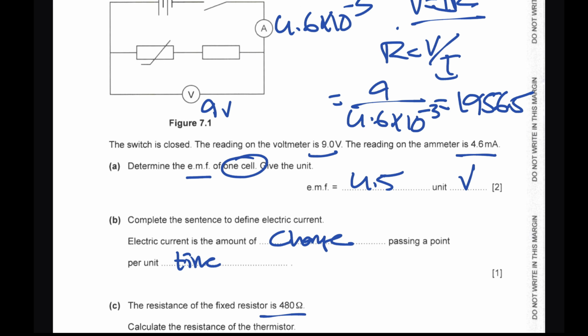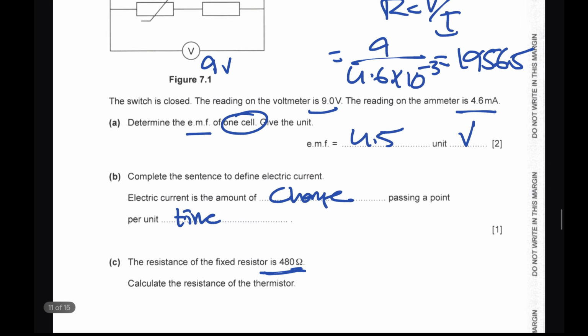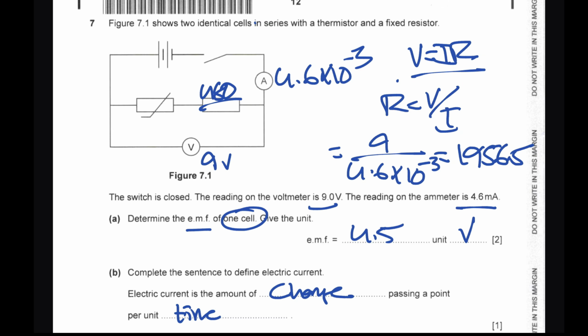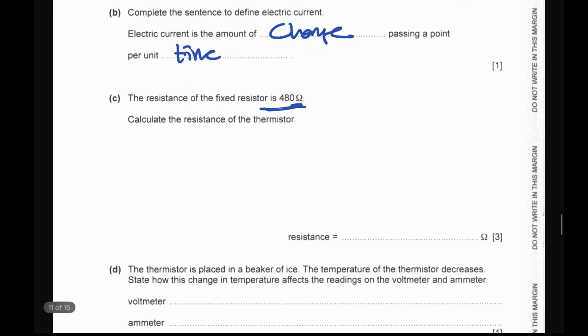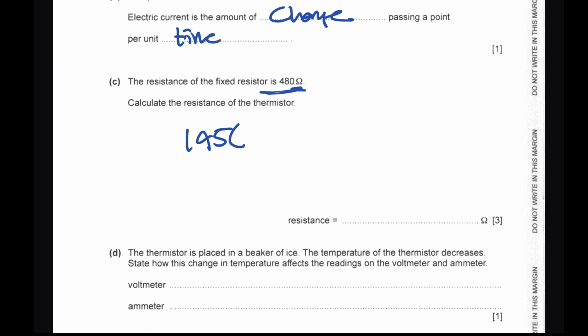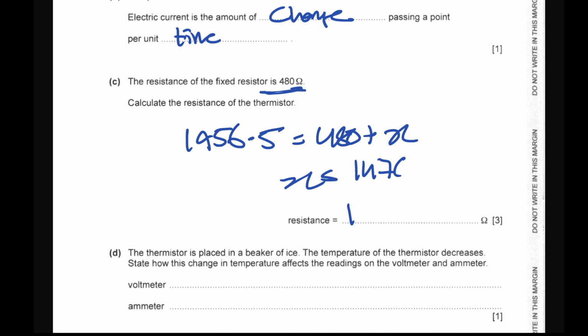So 1957 or 1956.5. We know 480 ohms is the resistance of one resistor. So this is 480, and in combination it's 1956.5. So what's our other resistance going to be? 1956.5 is equal to 480 plus X. So X is going to come out as 1956.5 minus 480, which is 1476.5. So you can write 1477 or 1480 ohms. That's your answer. There you go.